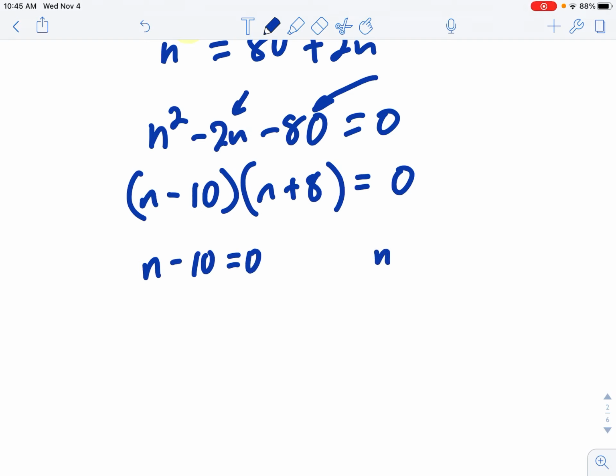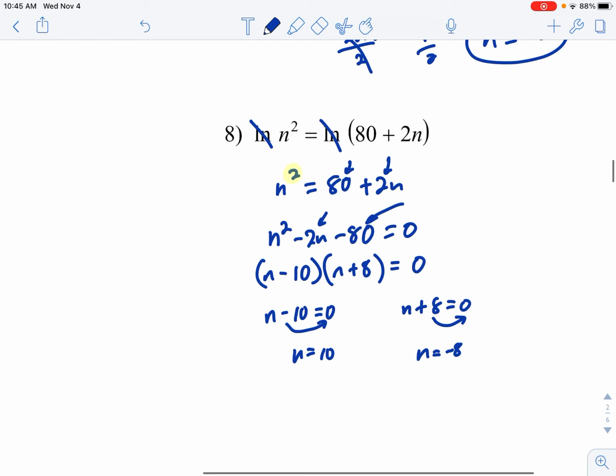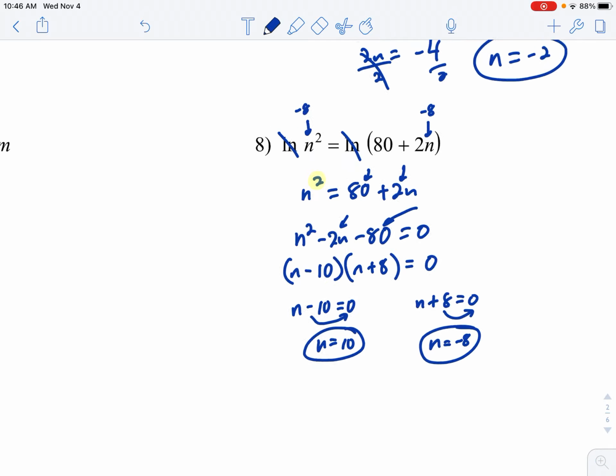Set each one of these equal to 0. Add 10 over to here, n equals 10. Subtract 8 over to there, n equals negative 8. Could these be extraneous, possibly? Well, if you plug in a positive 10 here and a positive 10 here, there's no way you're going to get negatives. No logarithms of negatives, that's good. If you plug in negative 8 here, negative 8 squared is actually positive 64. Plug in a negative 8 here, negative 16, but 80 plus negative 16 is still going to be a positive number. So no extraneous solutions there.